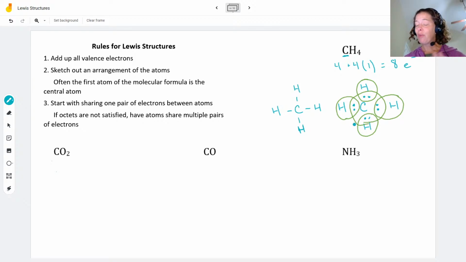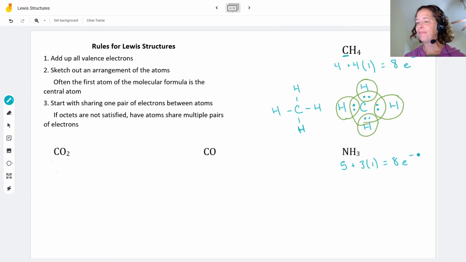Let's do another one. Again, we're going to do a lot of these. All right, so let's do ammonia. Again, my first step is I'm going to add up all my valence electrons. So nitrogen gives me 5 valence electrons. I have 3 hydrogens. Each hydrogen gives me 1. So again, I have a total of 8 valence electrons to use.